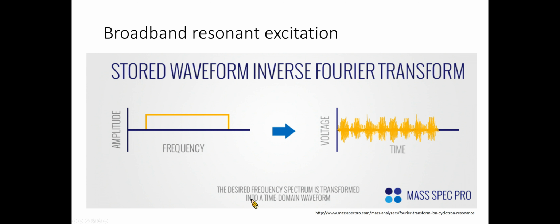Other excitation approaches suffer from non-uniformity, such that equivalent ion populations at different points along the mass-to-charge axis will give different signal strengths due to different excitation strengths and therefore different cyclotron radii.